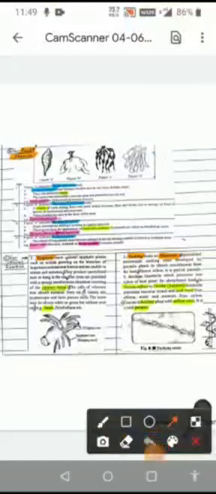Hello student, now we are going to study about different types of modification of root. So these are modifications of root for storage of food material.